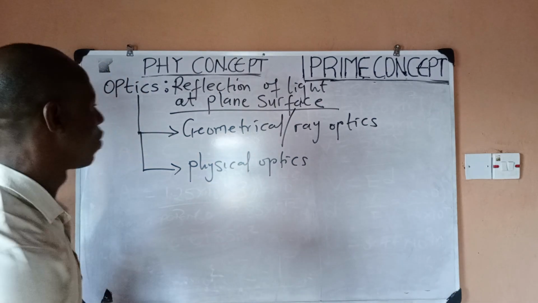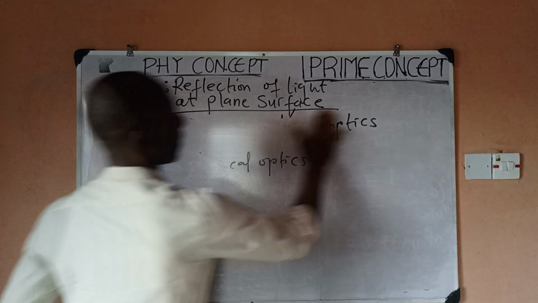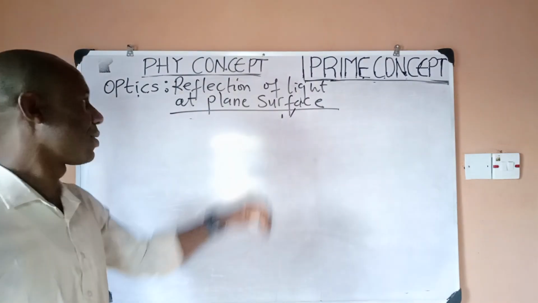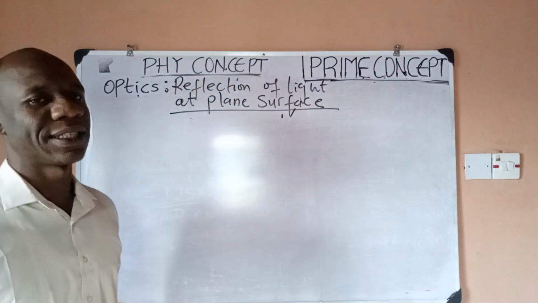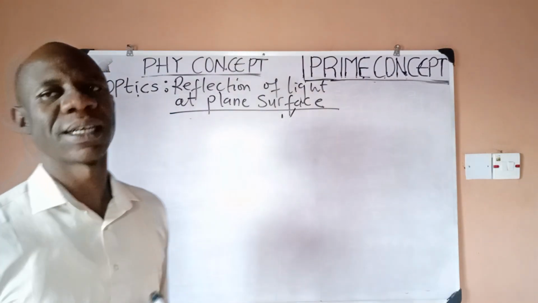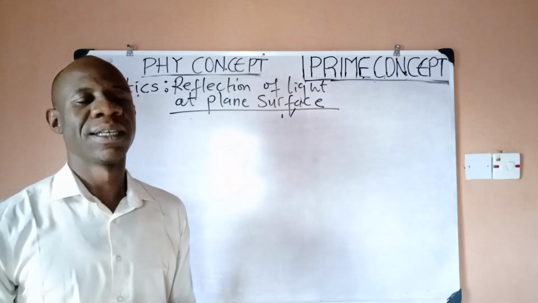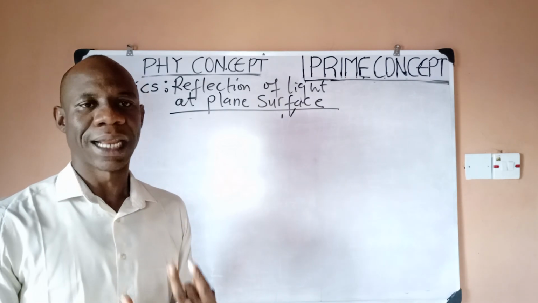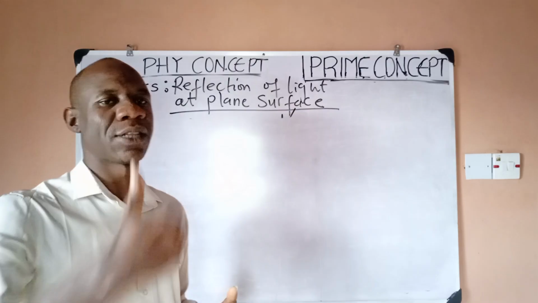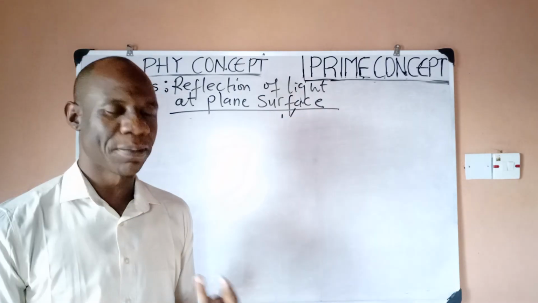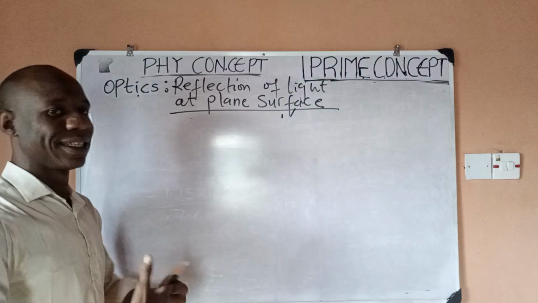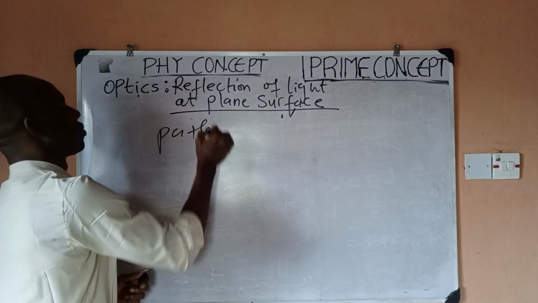So let's go back to the one we want to study for today. Like I mentioned, we want to consider geometrical optics and use it to analyze the reflection of light at plane surfaces. Remember we said geometrical optics uses rays. So what are rays? Rays are straight lines. They are imaginary lines that are drawn from an object, indicating the path of travel of light.